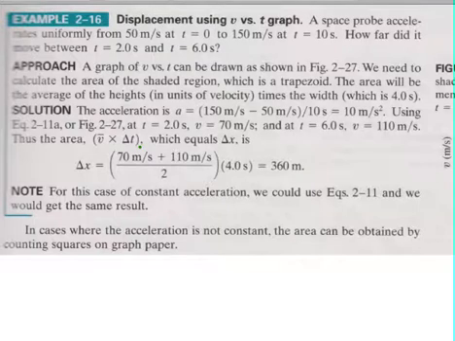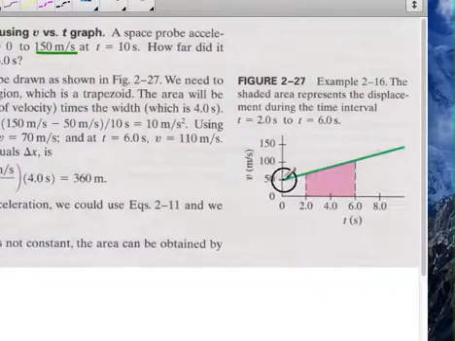The problem in the book said a space probe accelerates uniformly from 50 meters per second to 150 meters per second. That takes 10 seconds. How far did it move in the first 6 seconds? They did this by drawing a graph. This is a speed, you can see by the units, so it's a velocity, so they drew a velocity graph. They started it at 50, and 10 seconds later it was 150, and they drew a line to connect them because it accelerates uniformly, which means it's a straight line. Now they're asking how far it went between 2 and 6 seconds.